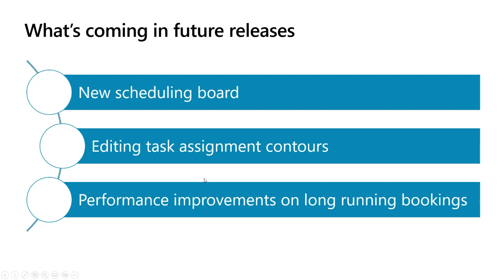That's what's coming. We have already talked about the new scheduling board. The new scheduling board will be coming very soon, but we are also adding some new features around task assignment contours, because at this stage we can only assign contours on the requirements. You will be able to assign contours at the task level. So we'll add this functionality in the near future also. And we'll make some performance improvements for long-running bookings, because in our demo we have just done some small bookings, so 1 day, 2 days, 3 days. We have seen that if we run long bookings, it will take some time, so we'll make some improvements on this part.